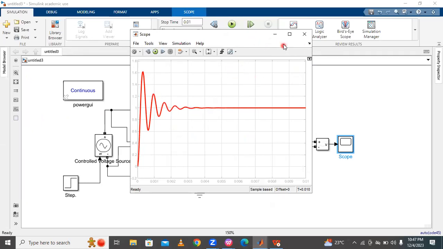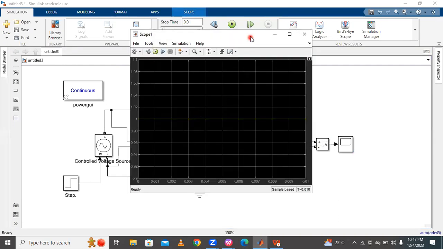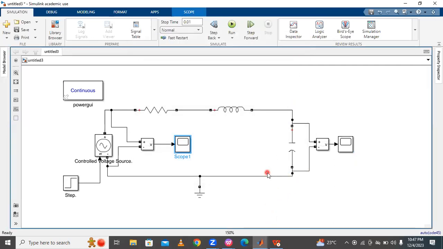This is the input side. Then the output side is the response for the 100 ampere system. Similarly, what is the input here? This is our step input. Like this, we get the response for the 100 ampere system.